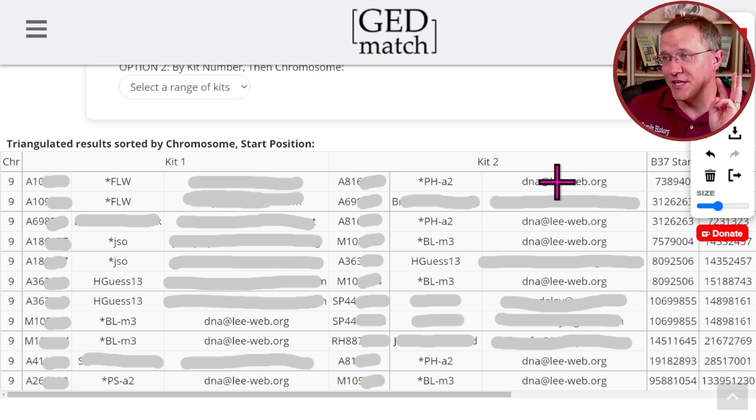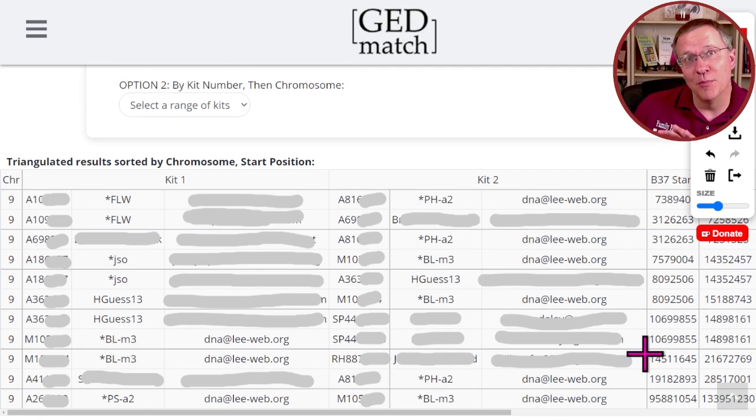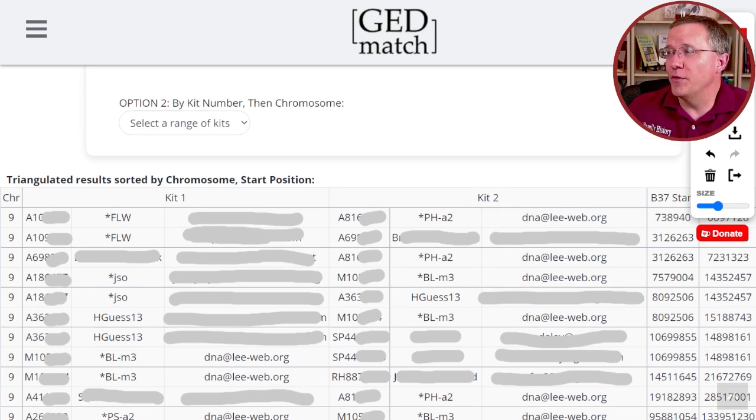So remember, with triangulation, you need 3 people. You have yourself, you have the first person in kit number 1, and you have the second person in kit number 2. Now, many of these kits are ones that I manage. You can see because I have my email address there for those. But there are some that I don't manage. In fact, there's some that I don't know who they are or how they are related to me. For this, I am going to take a look at a couple of kits here. I'm going to look at B here, and I'm going to look at FLW here.